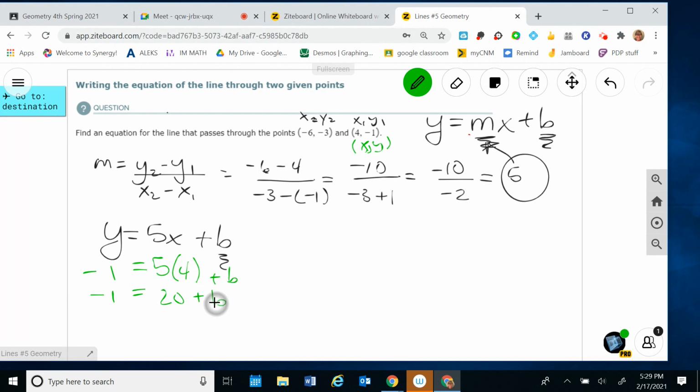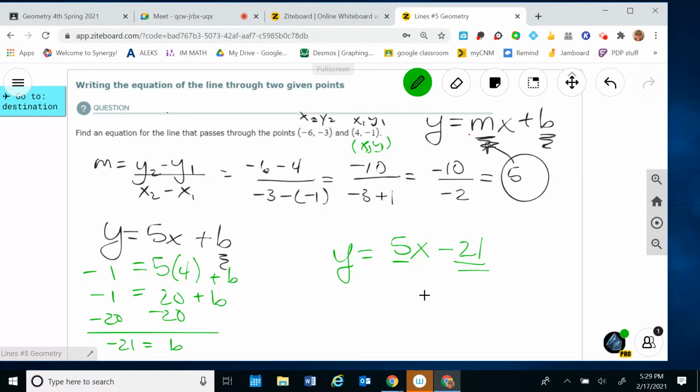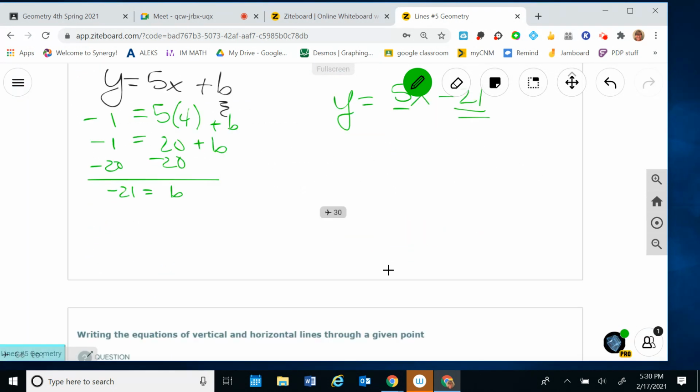5 times 4 is 20. I've got to get rid of the 20, so we're going to subtract it. b equals negative 21. So what's the formula? Y, or the equation, equals 5x, because that's the slope, minus 21, because that's the b. Okay, watch this over and over if you need to until you understand what I did.